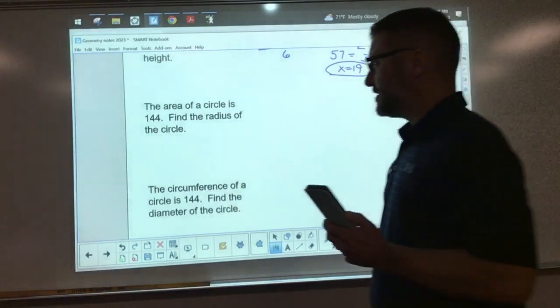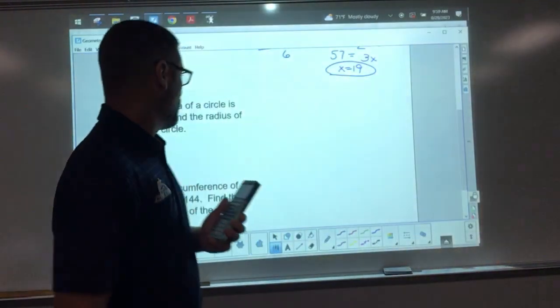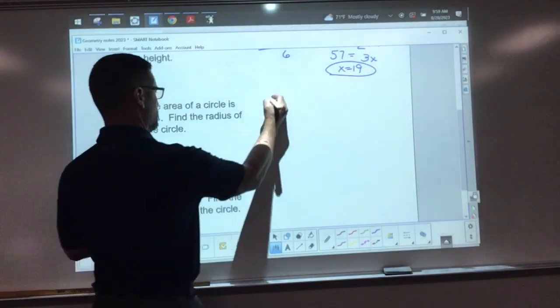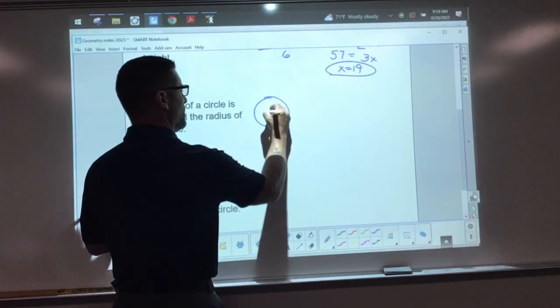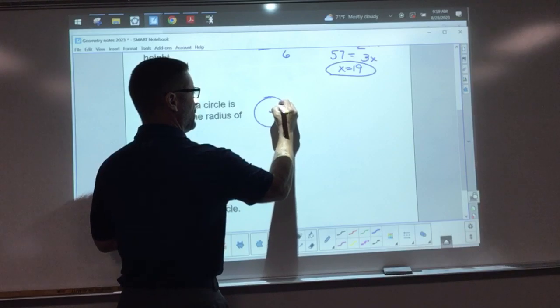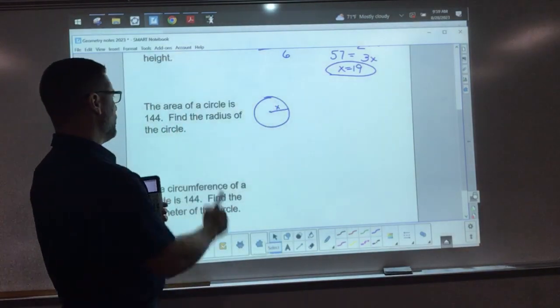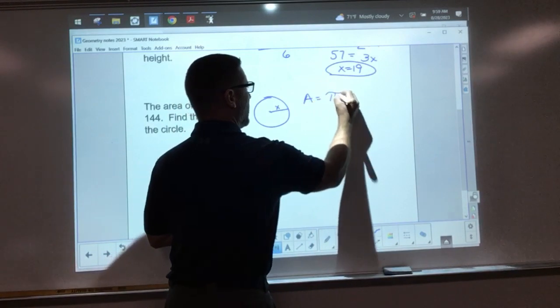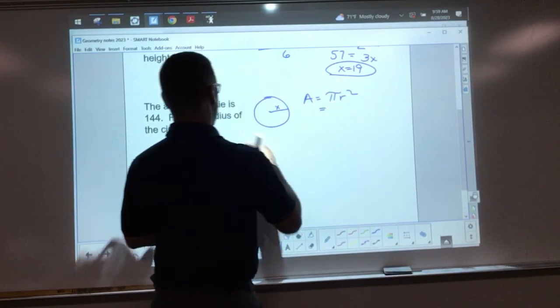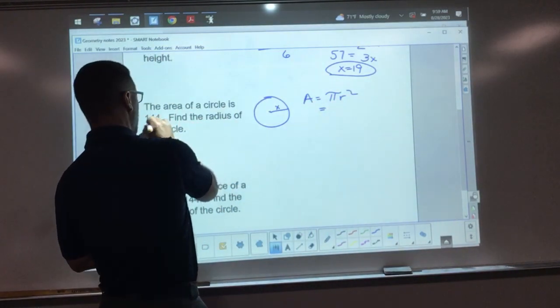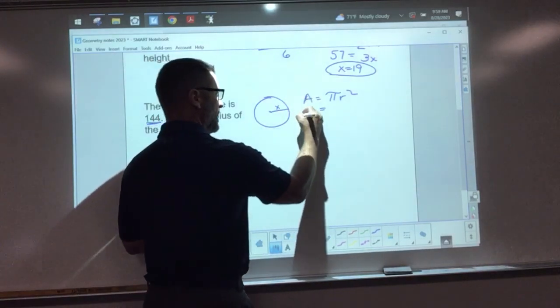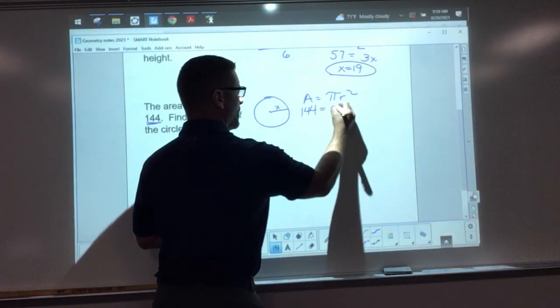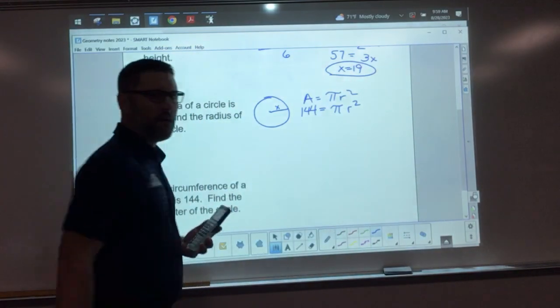The area of a circle is 144. Find the radius of the circle. Okay, I don't know the r. I could put it as an x or an r, whatever I want, and it tells me the area. So the area for a circle is pi r squared. My area of 144 goes in for the A, and I have to solve it for the r.